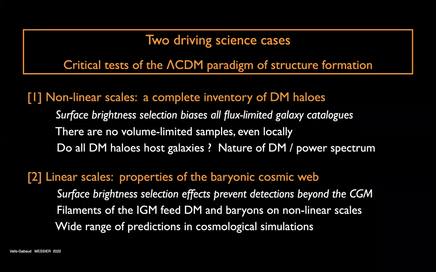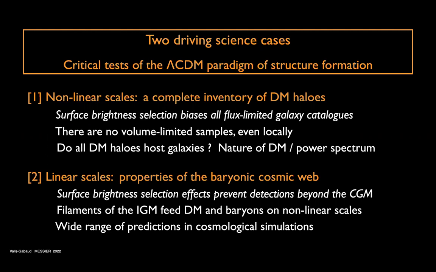And I'm going to argue that the surface brightness selection effects prevent us from actually getting the whole range of galaxies. So we do not have a proper volume limited sample of galaxies, even in the Local Group. And so the question that we're going to answer is whether all dark matter halos host galaxies. And we're going to see this is related to the nature of dark matter and its power spectrum. And likewise, on the linear scales, we're going to understand the properties of the baryonic web. And again, in spite of having very different scales, from hundreds of megaparsecs to dozens of kiloparsecs, and different densities, they share one common property, which is to have very low surface brightness.